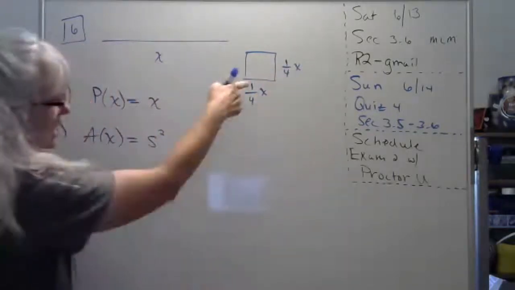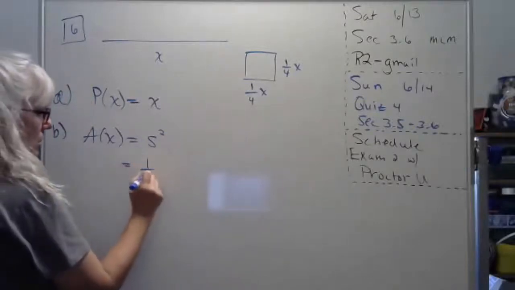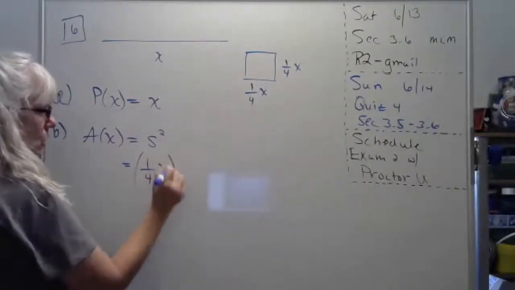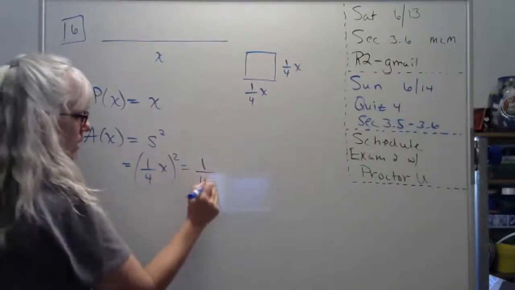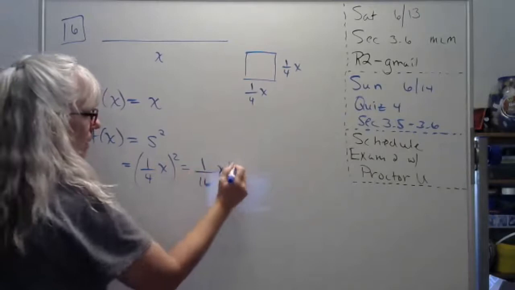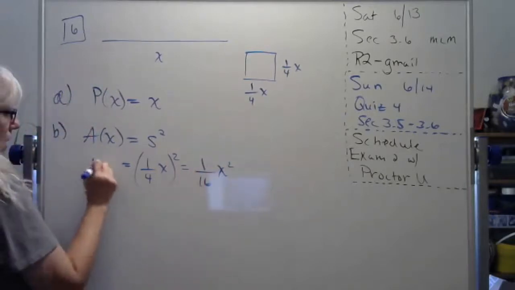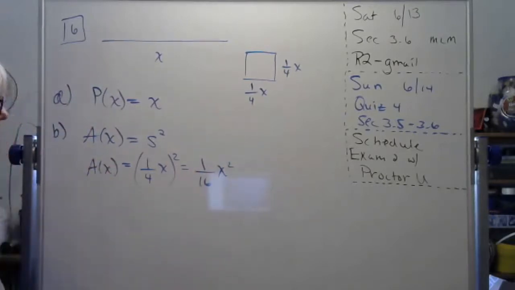Exactly it. And so we're just going to take that and substitute it directly in. So we'll take 1/4 X and then we're going to square it. So 1 squared is 1, 4 squared is 16, X squared is X squared, and that's it. There's your area function in terms of X.